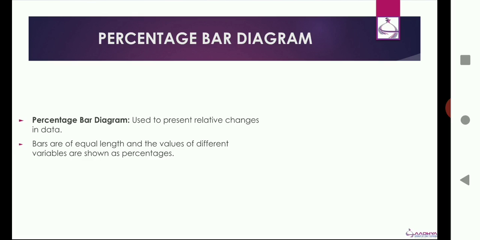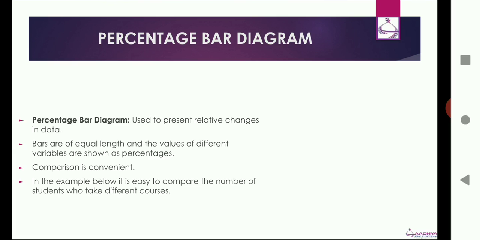The fourth type of diagram is a percentage bar diagram, which is similar to the subdivided bar diagram, but here instead of stacking the actual values, we will stack the percentage values. This is used to present relative change in data. The bars are again of equal length and the values of different variables are shown as percentages. It makes comparison very convenient because the heights are the same for both the bars.